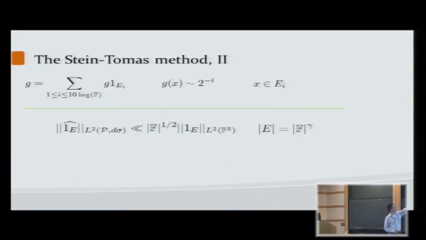So what I'm going to do is take G and break it apart with the triangle inequality and consider each of these level sets separately. And so, roughly speaking, I can just assume that my function now is the characteristic function of a set.